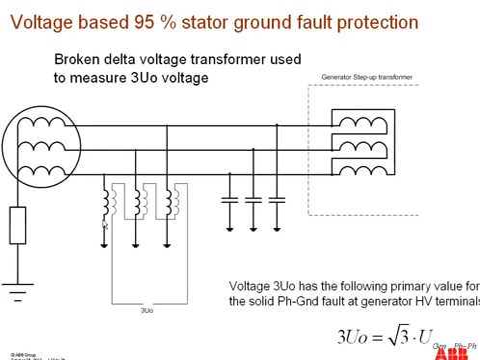So another scheme which can be used for the 95% stator ground fault protection is that we use a broken delta voltage transformer to measure 3U0 voltage, like here. But in both of these schemes, at best, what we can do is cover 95%, and in certain cases it can cover only up to 80% of the winding. So the rest of the 20%, or in the worst case 20%, but in good cases at least 5%, will remain unprotected.